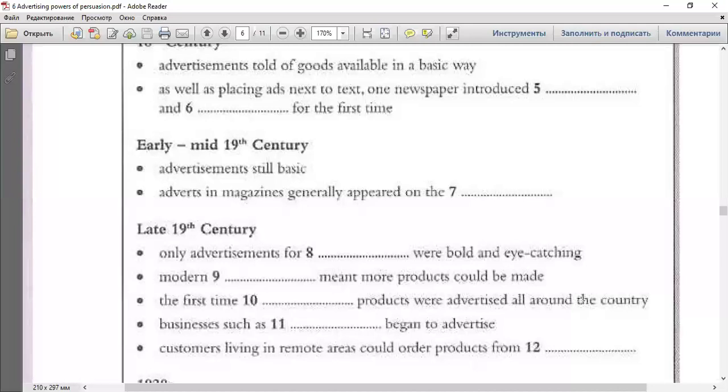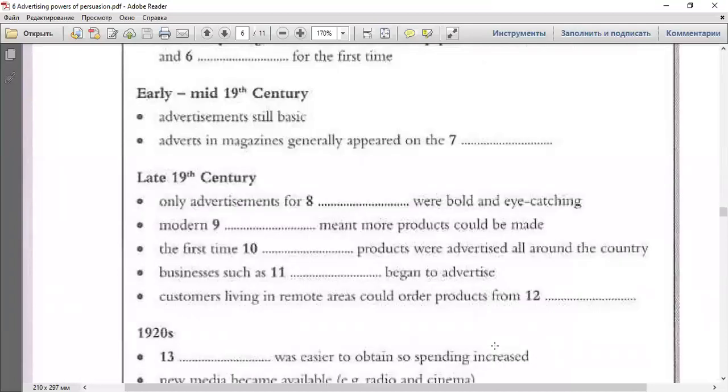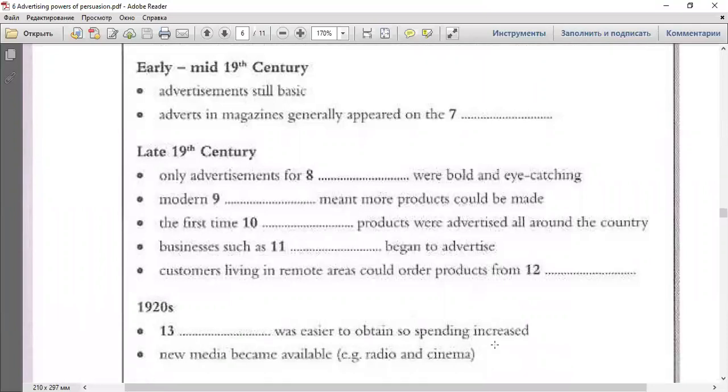Number 11, businesses such as, some kind of example, began to advertise. So in the text it says large department stores also pioneered new advertising styles. So large department stores, right? So you can only write 2 words, so it's department stores. Number 11, that's department stores. Then number 12, customers living in remote areas could order products from. So it says, for rural markets, the Sears, Roebuck, and Montgomery Ward mail order catalogs offered everything from buttons to kits. So mail order catalogs, that's the answer. But if you just write catalogs, that's also correct.